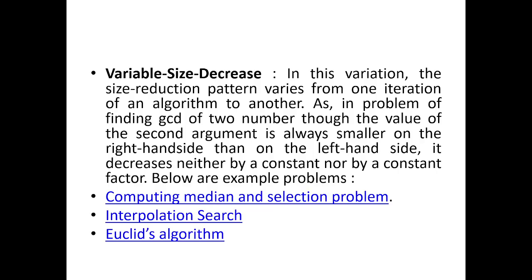The third one is variable size decrease. In this type, the size reduction pattern varies from one iteration to another. For example, finding the GCD of two numbers, where the value of the second argument is always smaller than the first. So here we decrease neither by a constant nor by a constant factor. Examples are computing the median and selection problems, interpolation search, and Euclid's algorithm.